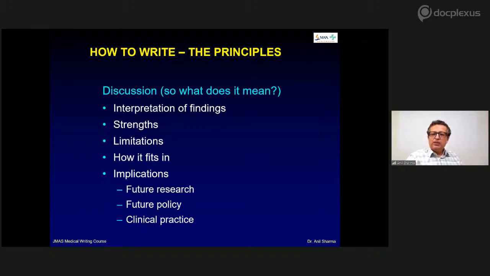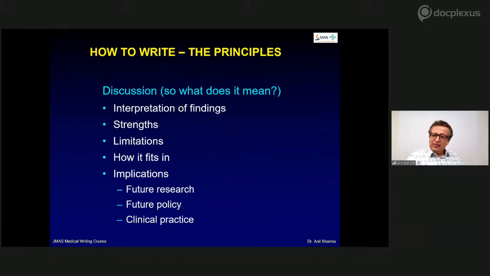Then subsequently, you start talking about limitations of your study. Be upfront when it comes to talking about limitations of your study, because this shows that you are a humble chap. Okay, the reviewers like to read papers from humble chaps, and so do the editors. So if you can state right up front the limitations of the study, everybody relaxes a bit. They feel good that you have pointed it out yourself.